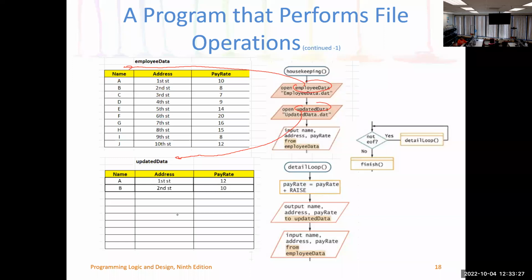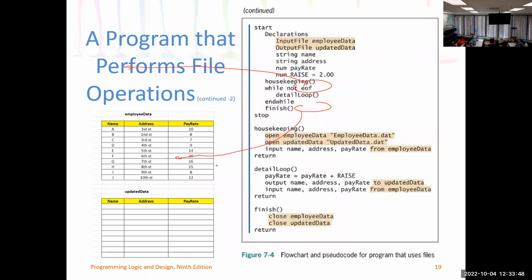Okay. At the end of the process, you have taken every single record of the old file and written it into the new file. The only change is that byte rate here. Now, if you look at the pseudocode, you understand the pseudocode. It's very easy for you to work with the debugging exercise here.